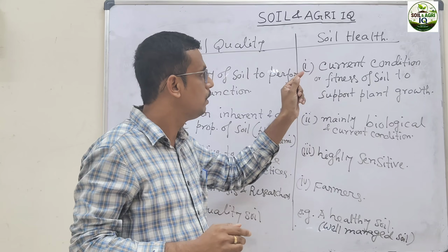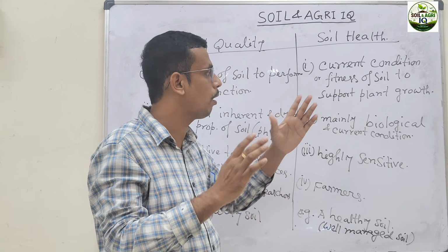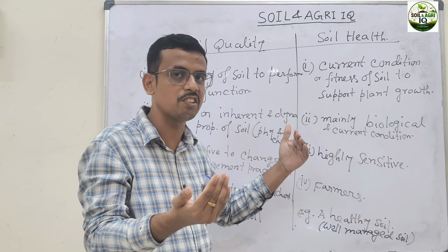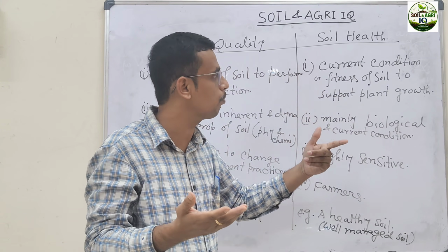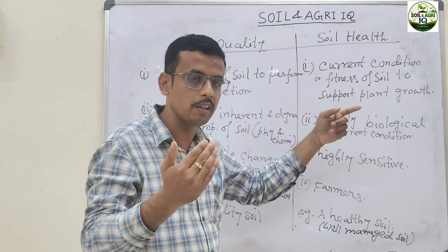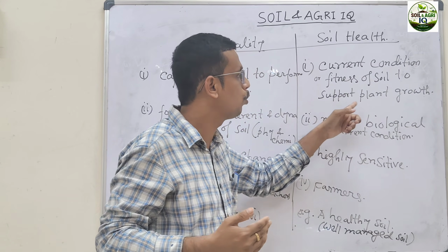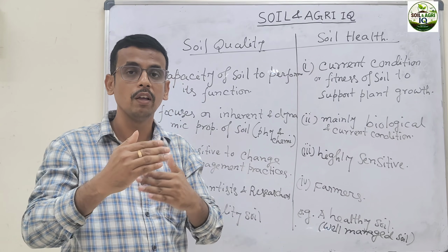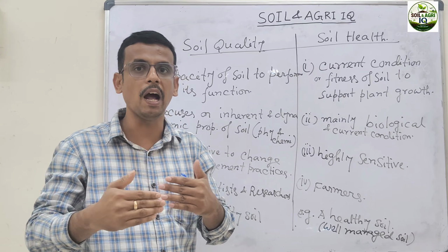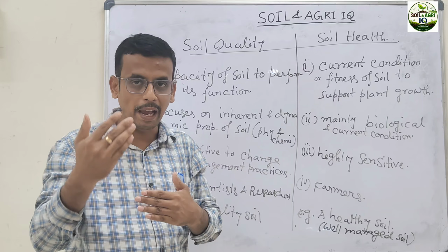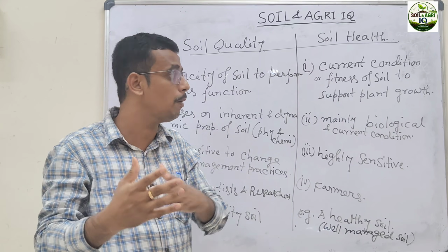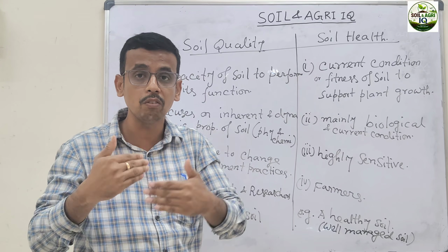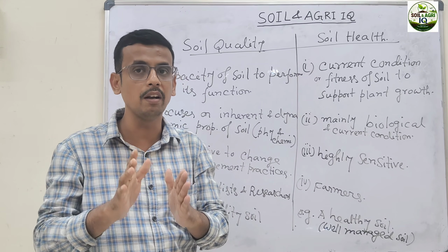Coming to soil health, this denotes the current condition or fitness of the soil. Basically it is related to the current status of the soil, the current condition of the soil, and how fit it is. It denotes the fitness of the soil to support plant growth. It relates to some productive part like plant growth, or it may be microbial growth. When this biological part is related to the function, then it comes under soil health.